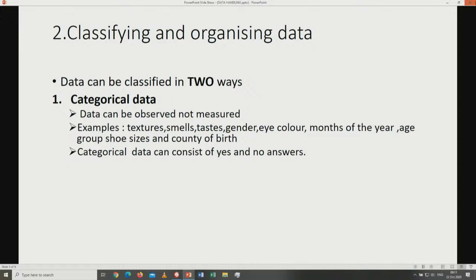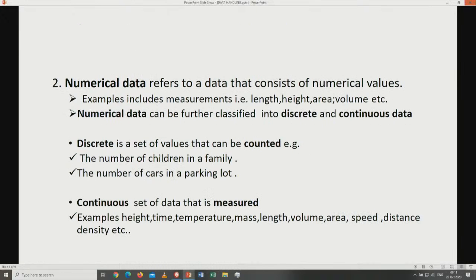That's the first way in which we classify data. We classify it as categorical data. And then the second classification of data is called numerical. I think it is very self-explanatory. When we talk of numerical, we talk about numbers. It refers to data that consists of numerical values, which are numbers. Examples include measurements such as length, height, area, volume, or any other form of measurement. It can be speed, it can be distance, as long as it's a form of measurement. Because it involves numbers, we refer to it as numerical data.